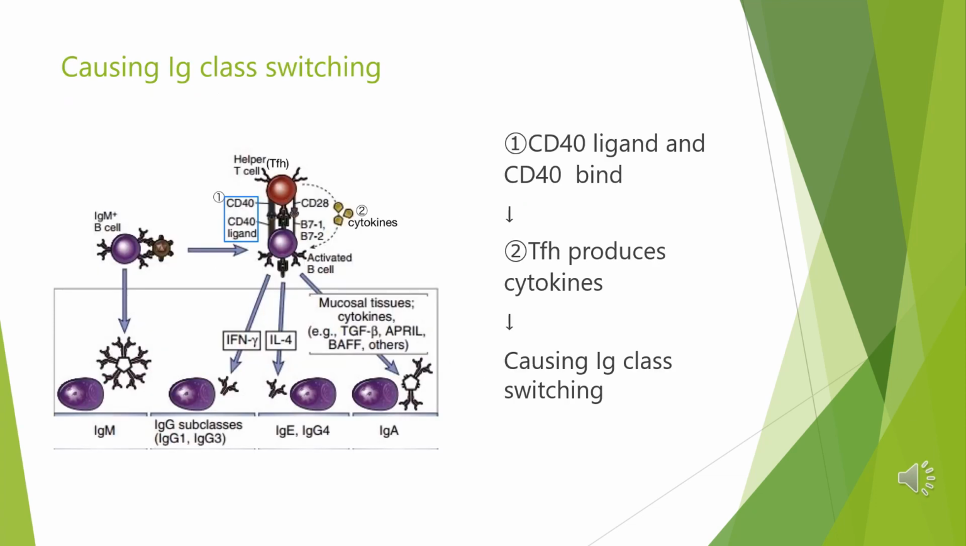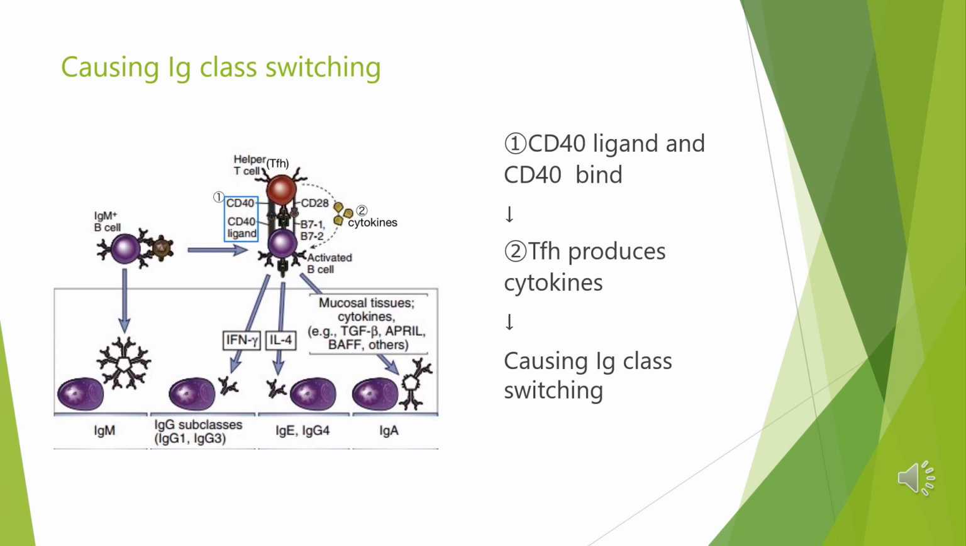Next, I will explain how Ig class switching occurs. For Ig class switching to occur, the CD40 ligand of the TFH cell must bind to the CD40 of the B cell. Then, TFH cells produce cytokines.